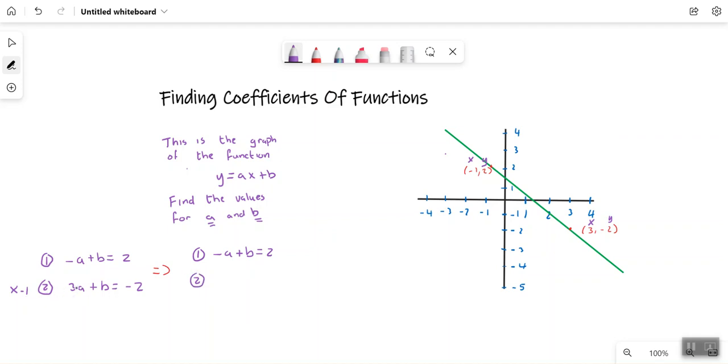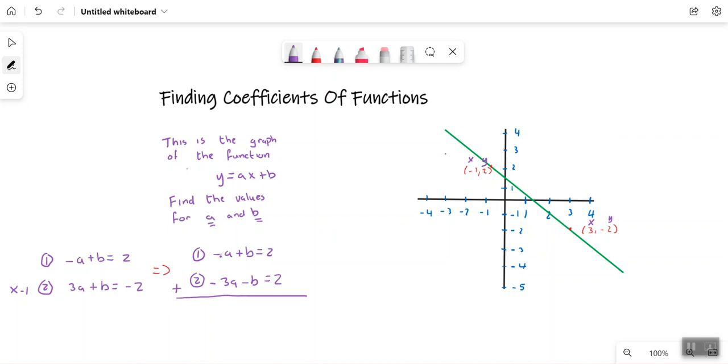So minus 1 multiplied by 3a gives us minus 3a. And minus 1 multiplied by minus b gives us plus b. And minus 1 multiplied by minus 2 gives us plus 2, which is equal to 2. Now what we want to do is add these together.